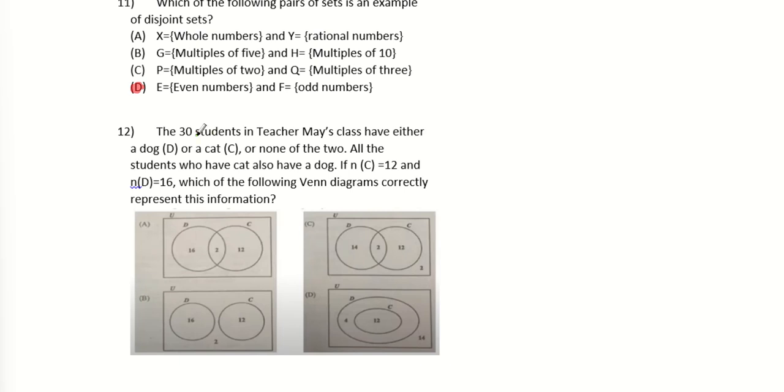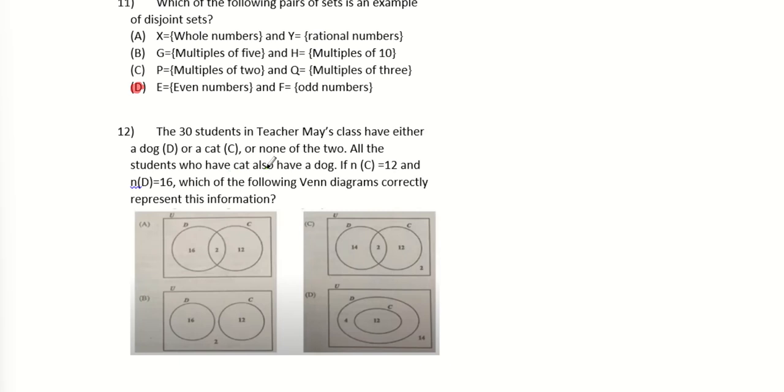Number 12. The 30 students in Teacher May's class either have a dog or a cat or none of the two. All the students who have cats also have dogs. Oh, so they either have a dog, a cat, or they don't have any, and all the students who have cats have dogs.